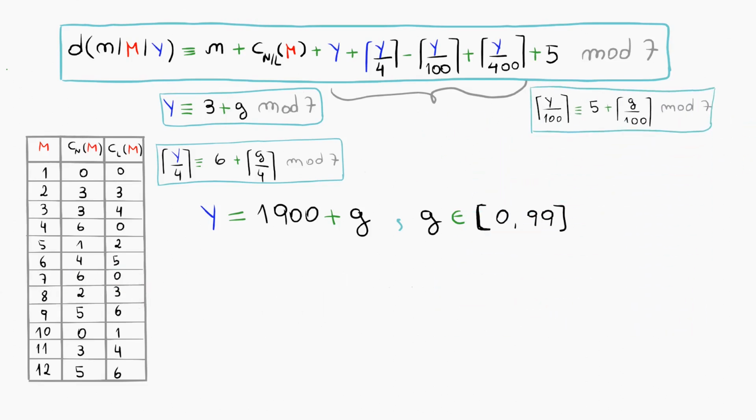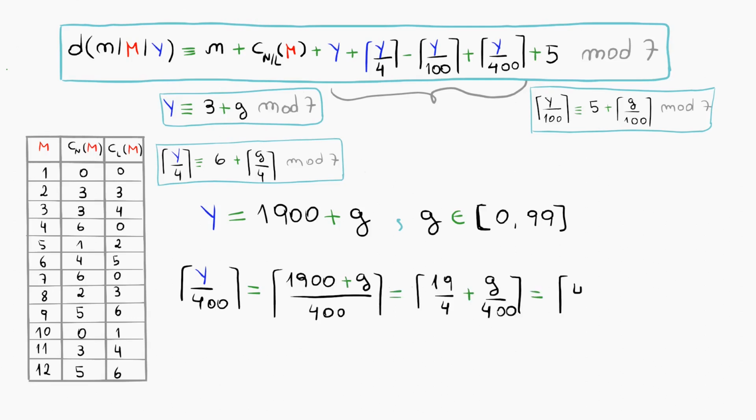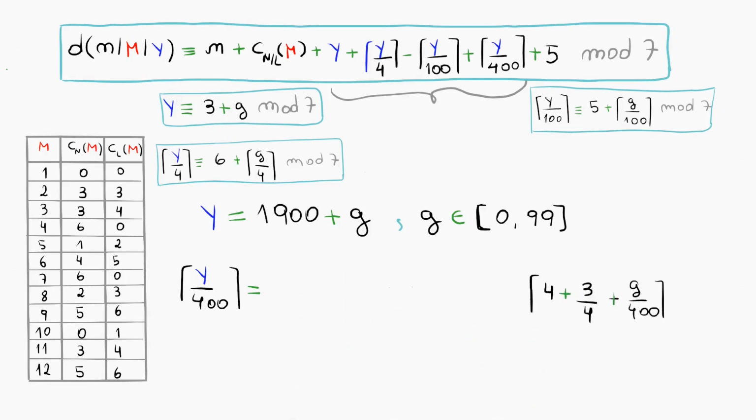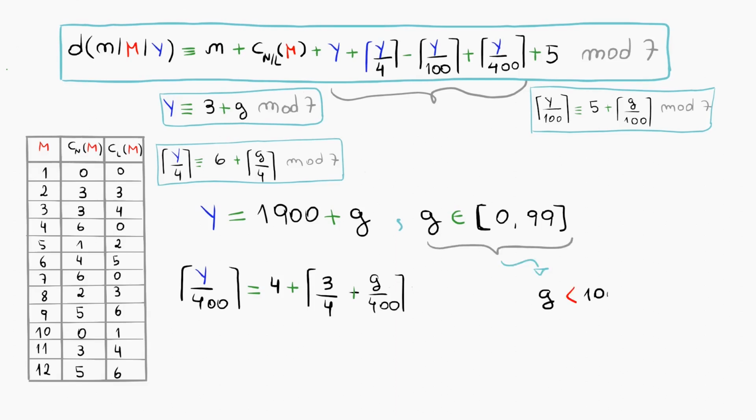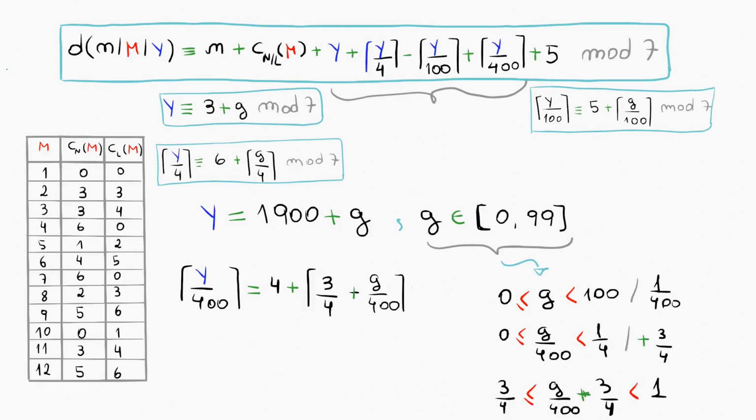Finally, we repeat the same procedure for the case where y divides 400, but here there is an interesting subtlety. Considering that g can take values between 0 and 99, we can manipulate the inequalities to show that the term that is the argument of the ceiling function is a number greater than 3/4 and less than 1. Therefore, the ceiling function of that argument will always be 1. We then obtain the following equality.